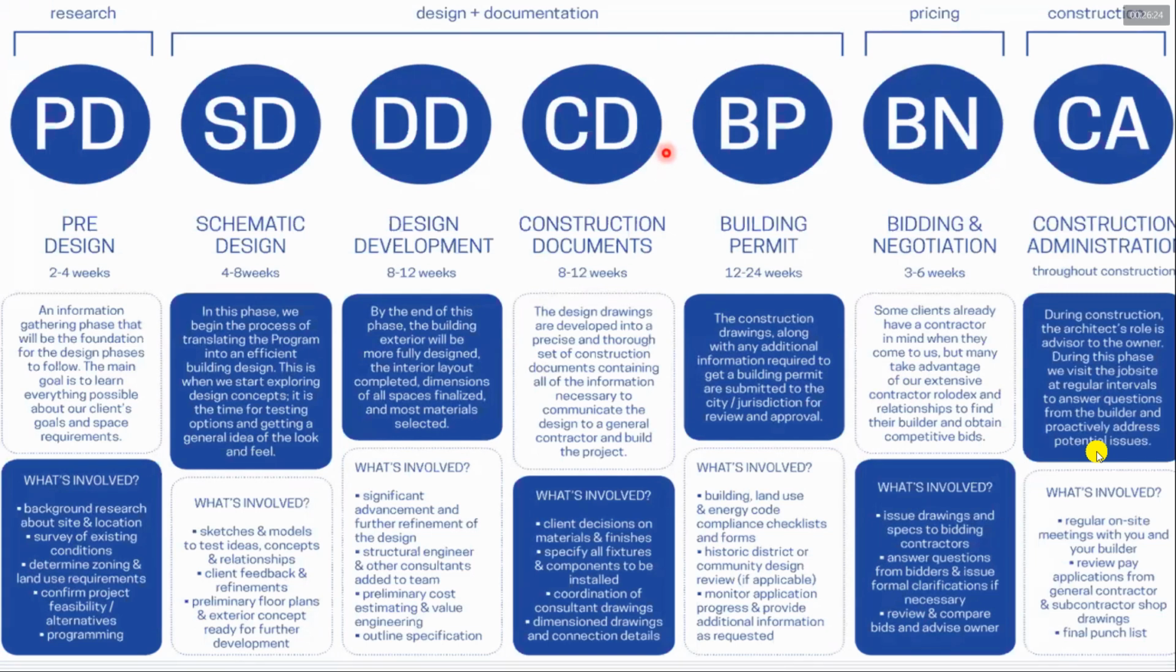The last phase runs throughout the construction process, where the architect's role is just to advise the owner. During this phase, they visit the job occasionally at regular intervals and answer the questions from the builder if there are any issues. He also reviews any on-site constraint and tries to resolve it, and definitely it will help you to execute the project.